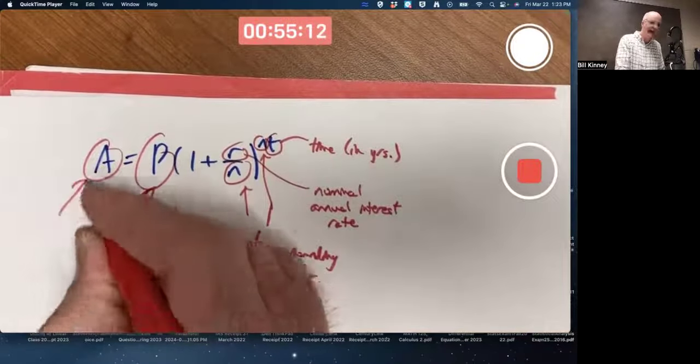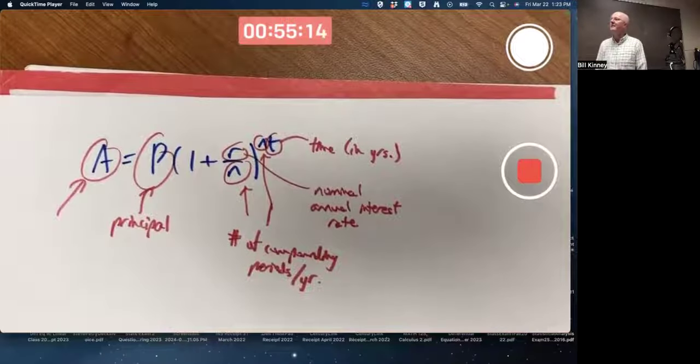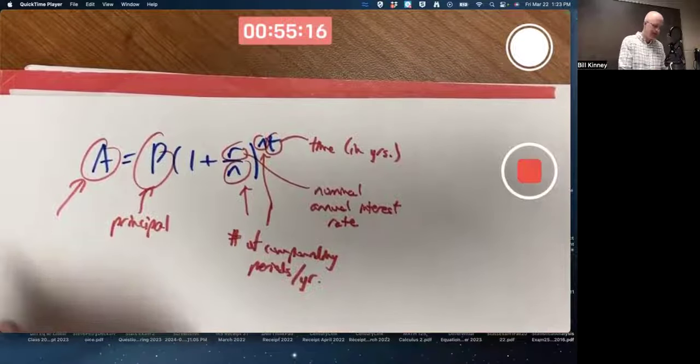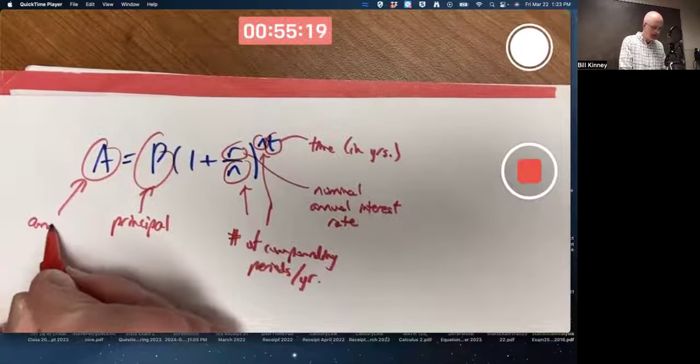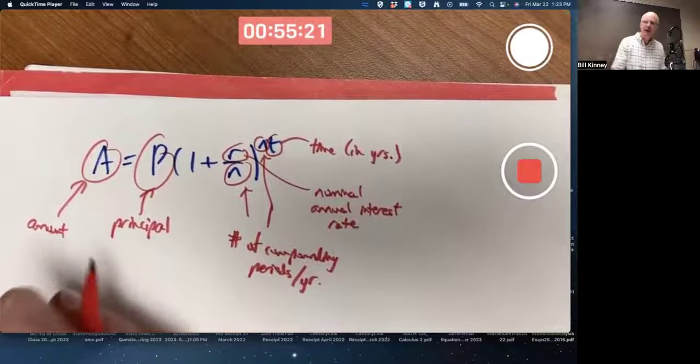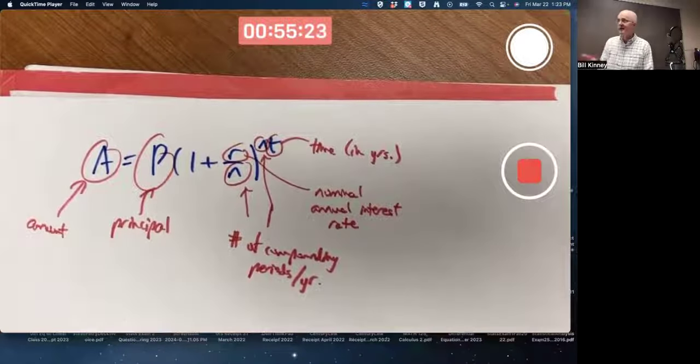A is the final amount at the end of the time. You could call it amount. You could call it balance. In fact, we're going to use the letter B here in a minute instead of A. B for balance. I'm just reminding you of the compound interest formula here. This is actually not our main concern.